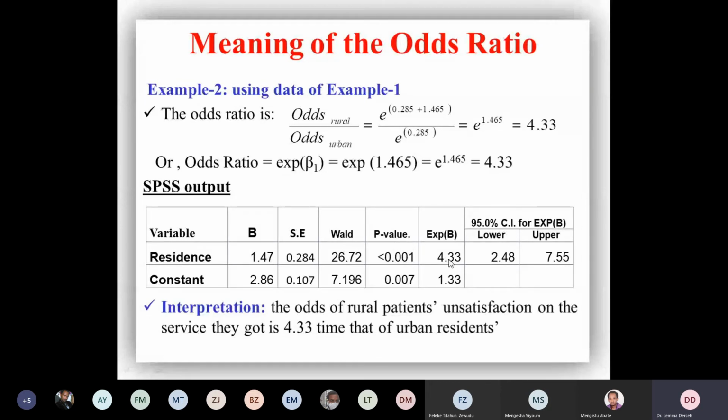So we say for rural residents, the odds of unsatisfaction is about 4 times or over 4-fold when compared to that of urban residents. Okay, it's easy to understand. For rural residents, the odds of unsatisfaction is 4 times or more than 4-fold when compared to what? Urban residents. Okay, so this is easier to understand.